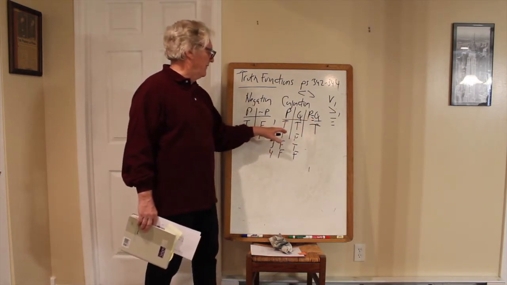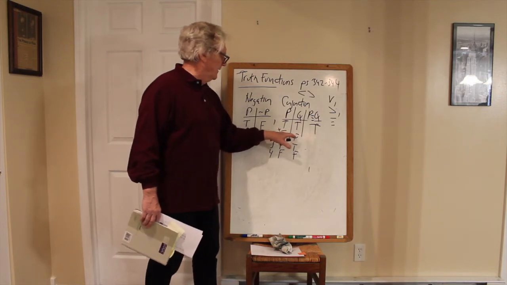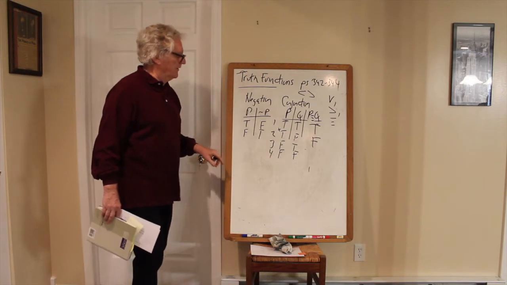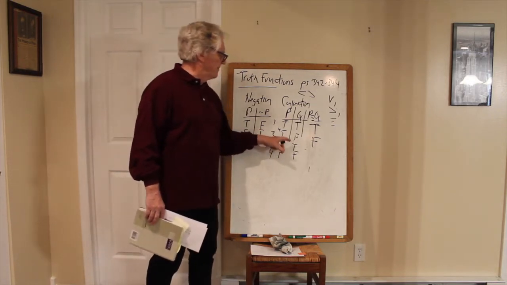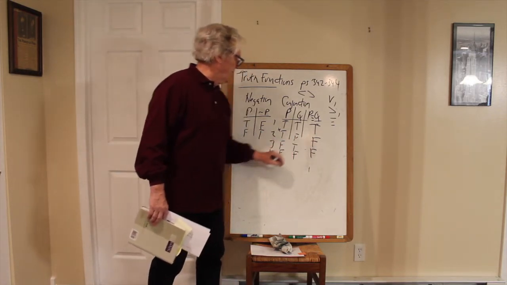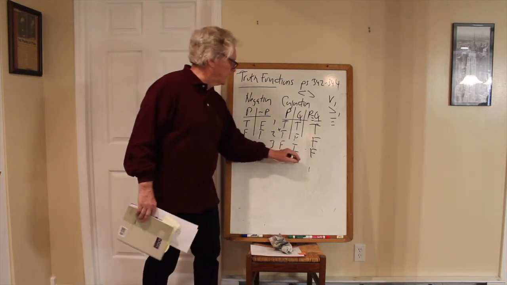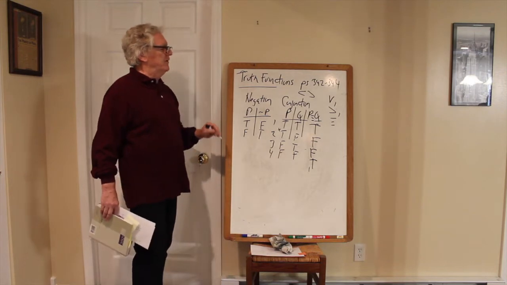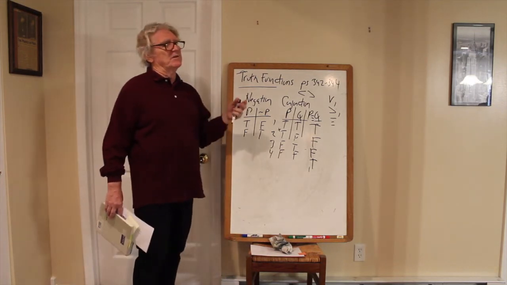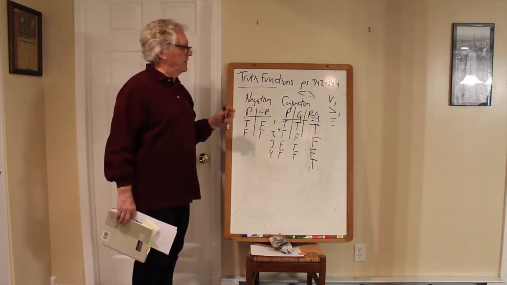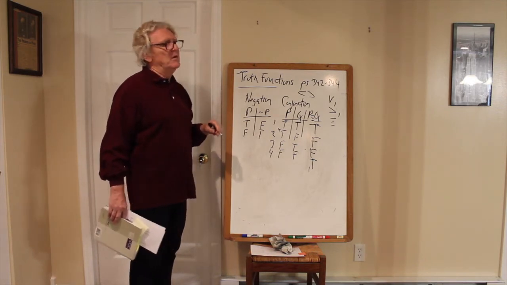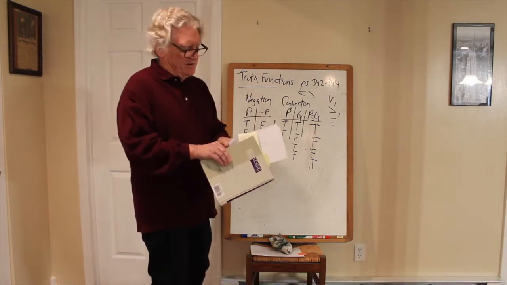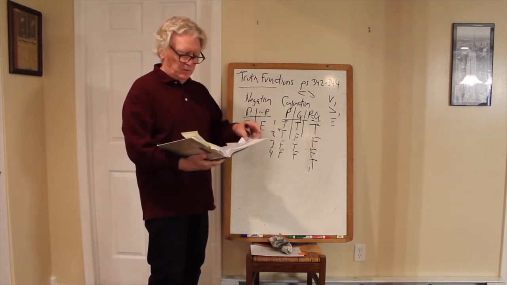But if P is true and Q is false, then that's false. Why? Because P and Q are not equivalent. If P is false and Q is true, they're not equivalent, so that's false. And if P is false and Q is false, they're both equivalent there, so that's true. So for P if and only if Q, they have to have equivalent values, identical values. If you want to think of it as identity, that's fine too. That'll work. Okay, so armed with those truth functions, let's look at some of the problems that you were asked to do.